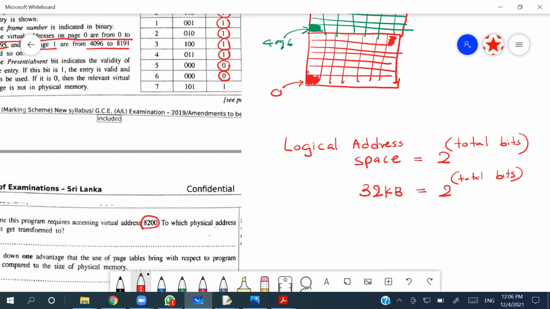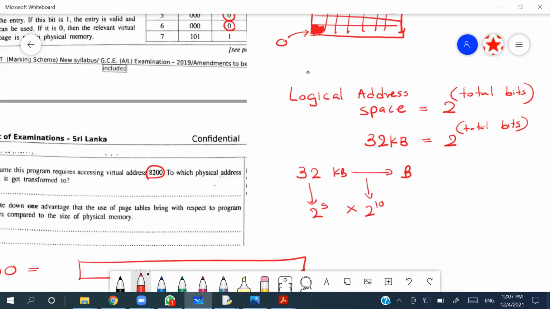Since they haven't mentioned anything about byte addressable or bit addressable, this is going to be converted into bytes. So 32 kilobytes, once it is converted into bytes, what happens? 32 means 2 to the power 5. For this conversion, we need 2 to the power 10. So altogether, 2 to the power 15 bytes equals 2 to the power total bits.